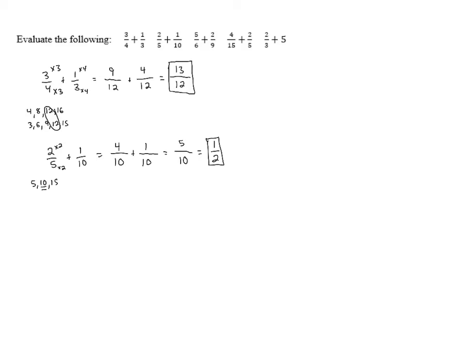All right, let's look at the next one. 5/6 plus 2/9. Here we need a denominator that's a multiple of both 6 and 9. If we look at multiples of 6, we get 6, 12, 18, 24. And we recognize that 18 is also a multiple of 9. So 18 is going to be our least common denominator. To get from 6 to 18, we had to multiply by 3. And so we also have to multiply the numerator by 3. 5 times 3 is 15.